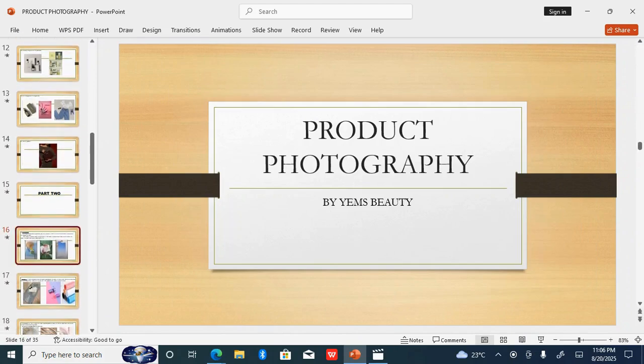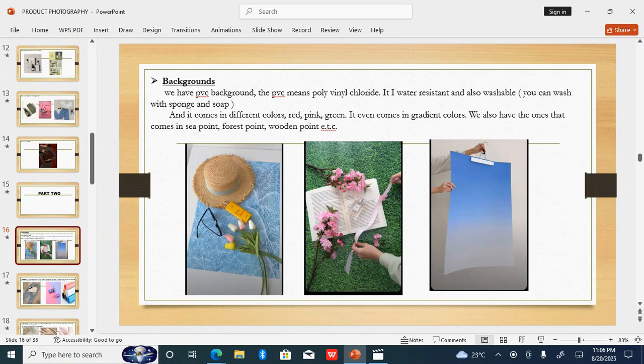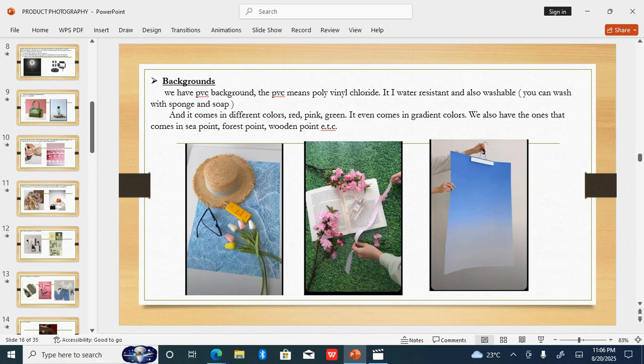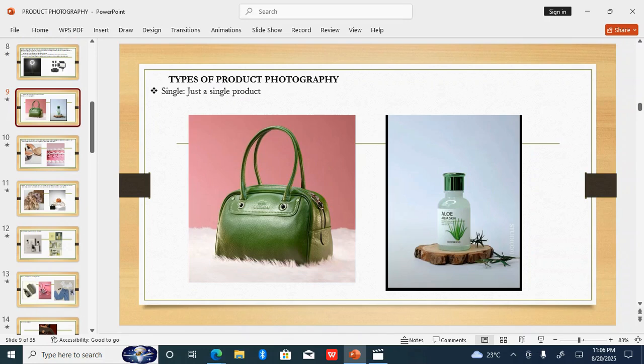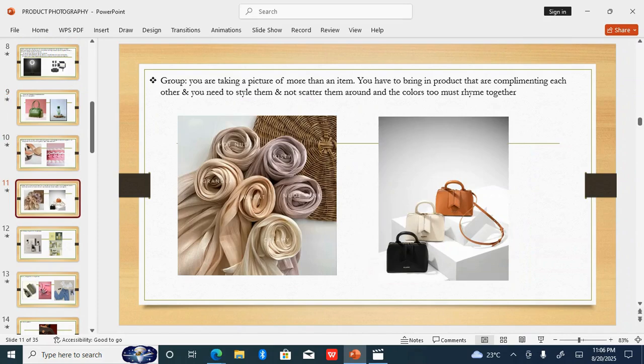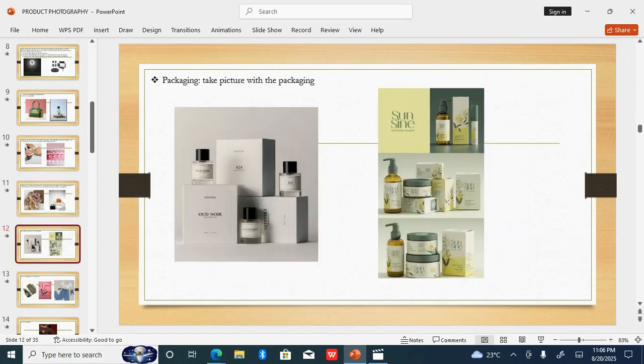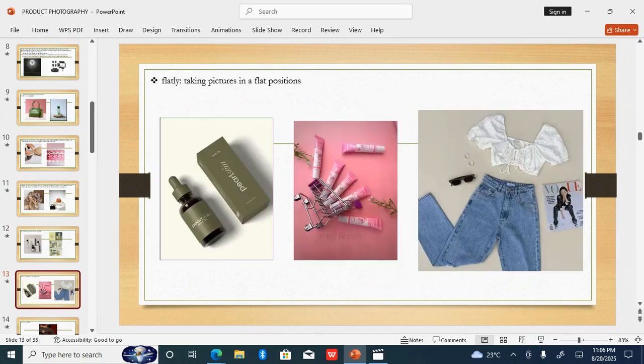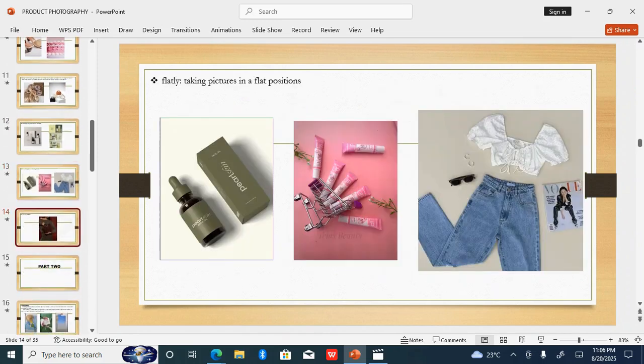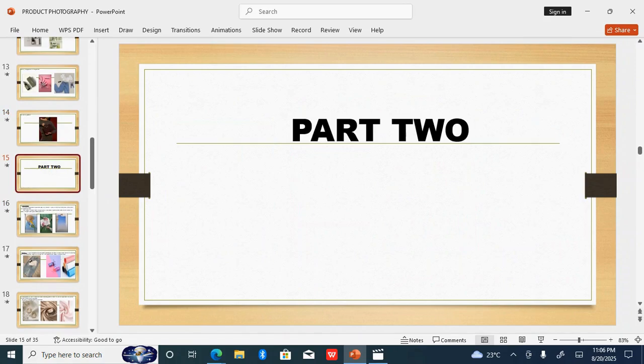So remember guys, we have 5 types of product photography. We have single, we have detailed, we have group, we have packaging, we have flatlay, and we also have lifestyle. So now I'll move on to background.